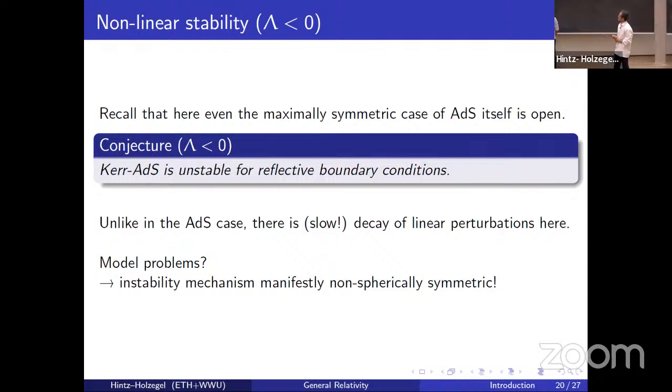Now let's look briefly at the case lambda smaller than 0. Recall that there even the maximally symmetric case was open, and I stated this conjecture that stability depends on the boundary conditions. Well, you expect something similar in the black hole case. In particular, if you impose a reflective boundary condition, you expect that Kerr AdS is unstable. If you compare with the maximally symmetric case, note that here you have at least a little bit of decay, this slow inverse logarithmic decay in time, which of course makes the problem again harder.